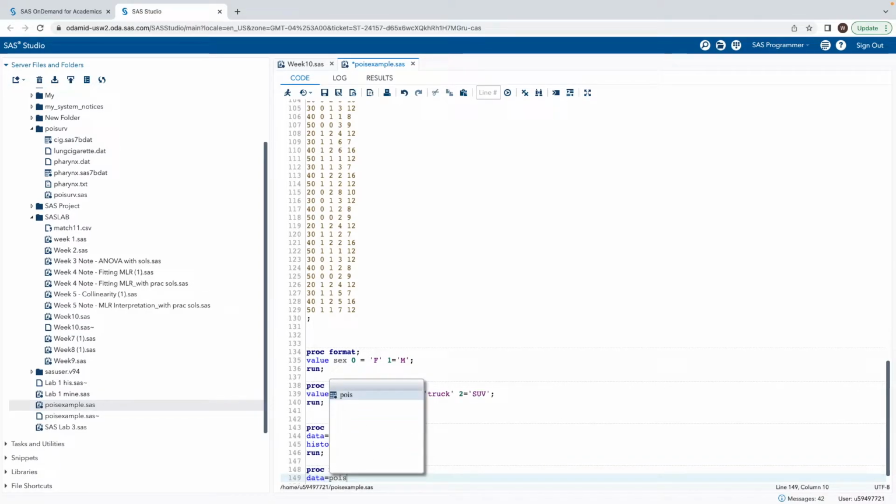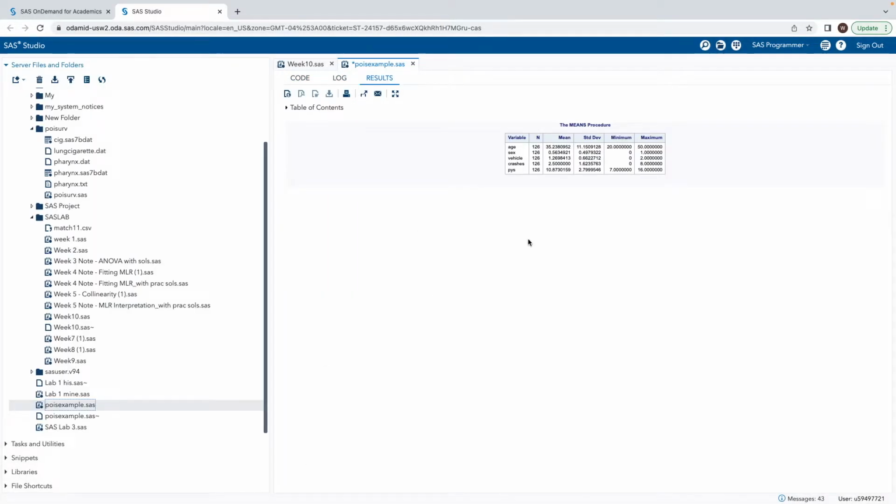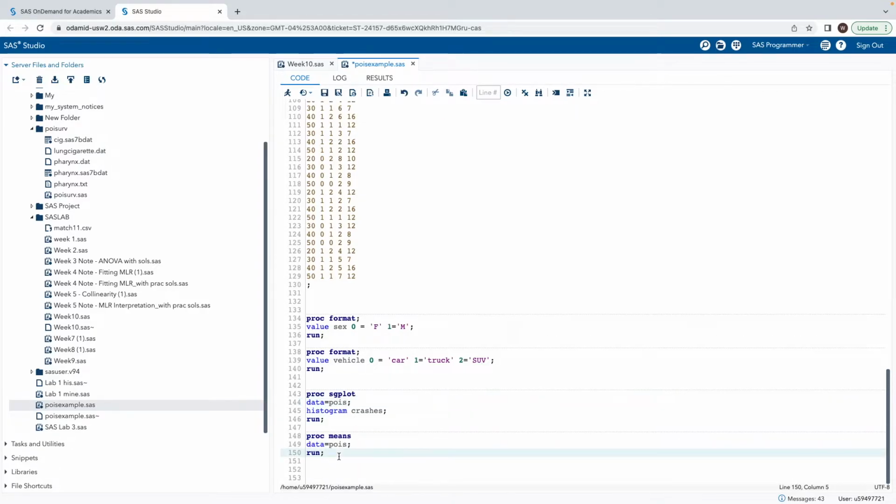And I can check that with proc means. Yeah, so let me just make sure. So standard deviation 1.6. Yeah, mean and standard deviation are really close. So we have data that's suited to be modeled with Poisson regression.